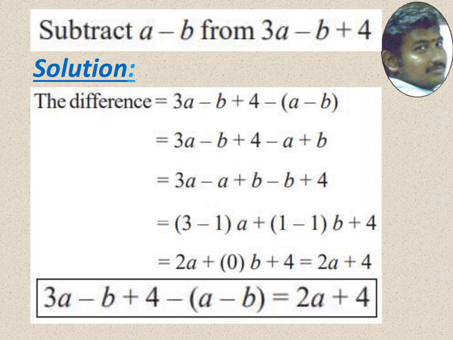Subtract a minus b from 3a minus b plus 4. Here, look at 3a minus b plus 4 minus a minus b. So the minus has to be multiplied inside a minus b. What happens? Plus a becomes minus a, minus b becomes plus b. So keep a together: 3 minus 1 a, and b together: 0.